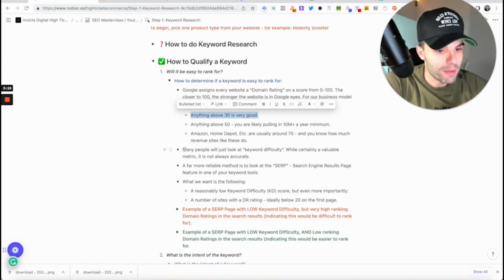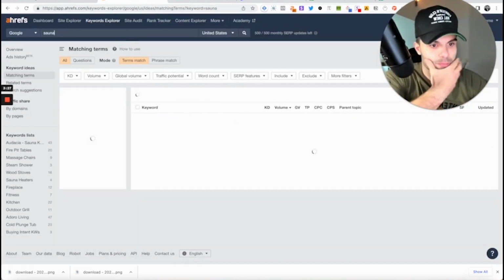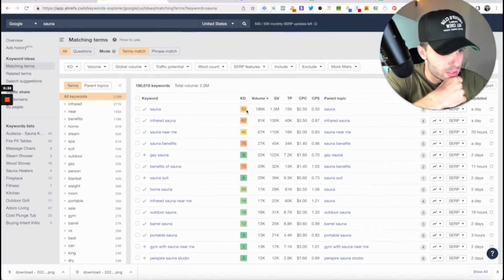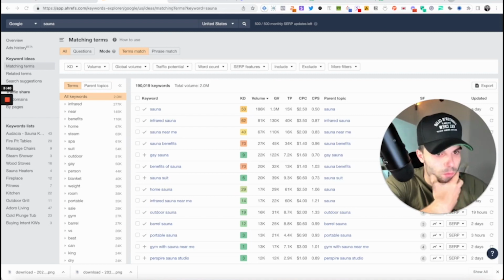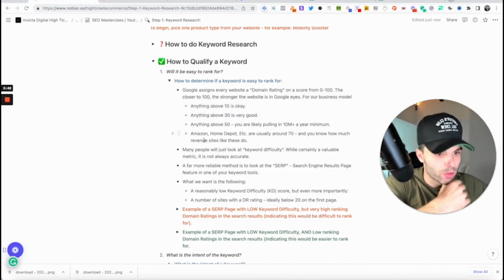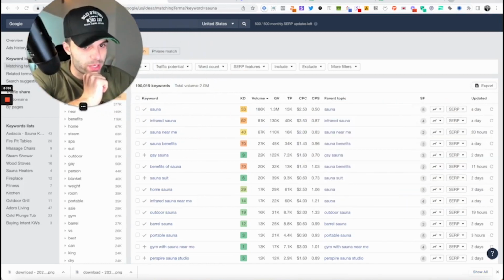Many people, when they're looking to see how difficult a keyword is to rank for, will look at the keyword difficulty score. Just to show you an example, if I type in the word sauna, this is the keyword difficulty score. Most people will assess this to see how difficult a keyword is, not what we're going to go into in a second. The problem with that is, what actually matters is the search engine results page. So if you type in the word sauna on Google, these tools actually have a way you can see.